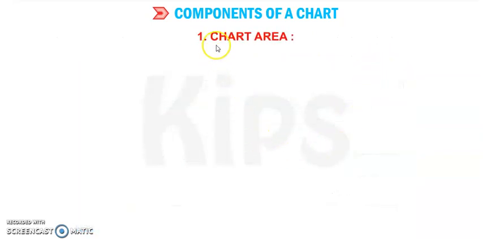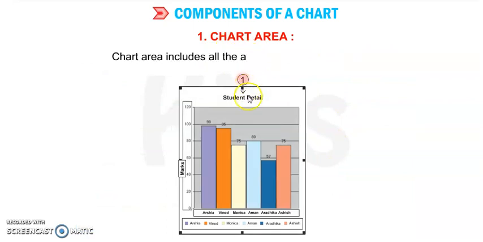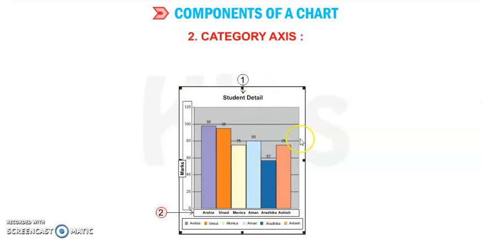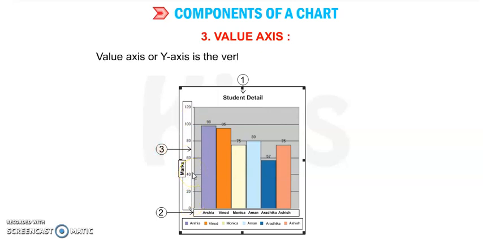You can see first is the chart area. Number 1, you can see it is blinking here. This is the chart area. It includes all the areas and objects in the chart. And second is the category axis. Category axis or x-axis, the horizontal axis, and this is the y-axis. It is called the value axis.